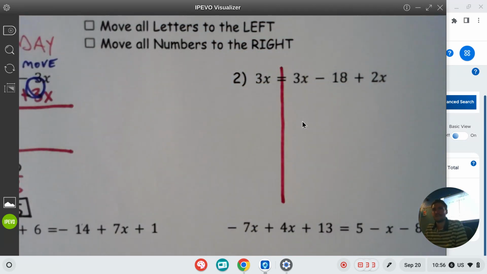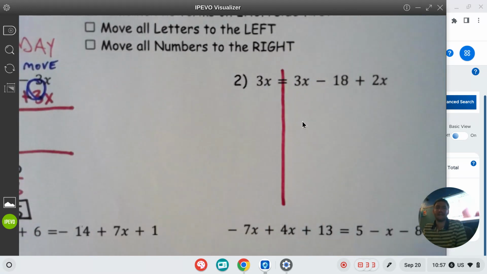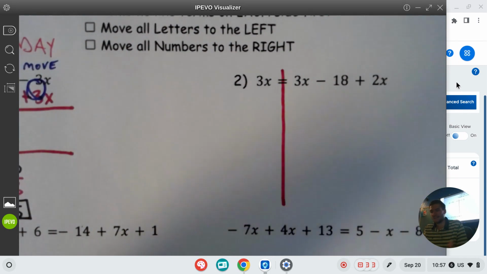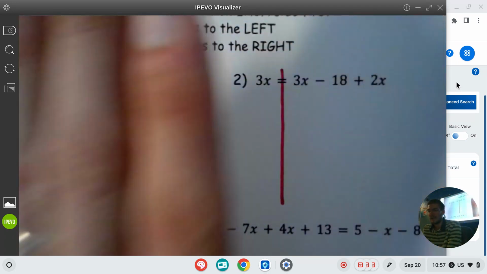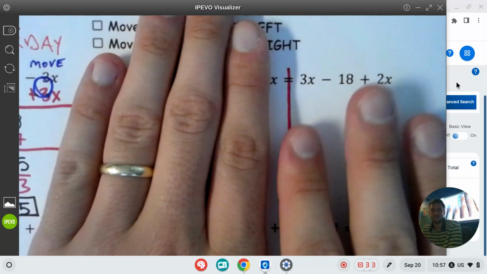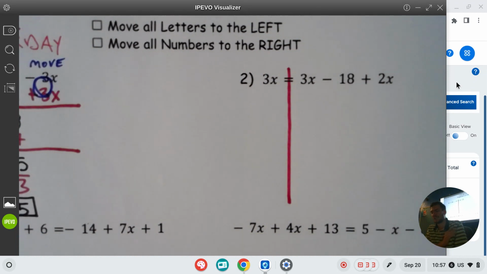Line down my equal sign, and hopefully your brain is telling you, wait a second, something's a little off. Okay? Because this is looking very imbalanced. It's looking a little funky. Because we have only one term on the left side, and we're working with 3 terms on the right side. So this is looking kind of strange, okay?